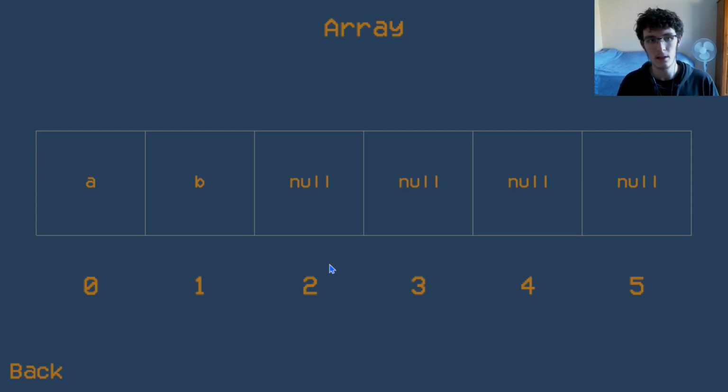But this can be very slow. If we have an array of length 1000 and we need to add another element, that means we need to copy 1000 values from one array to another just to add the 1001st item. And that's quite slow, and that's not ideal. So we actually have another option available to us.